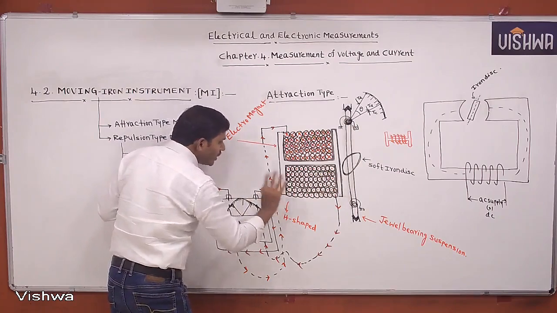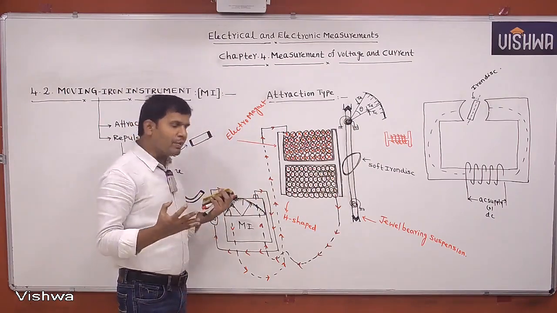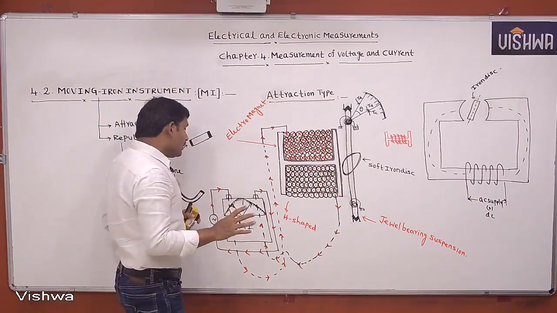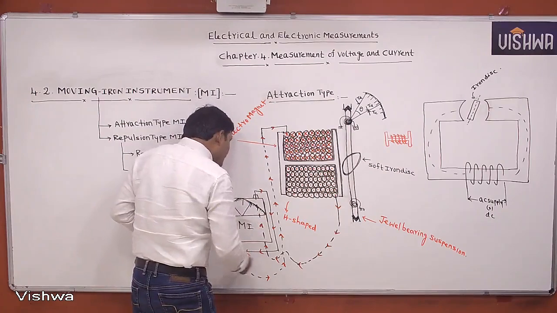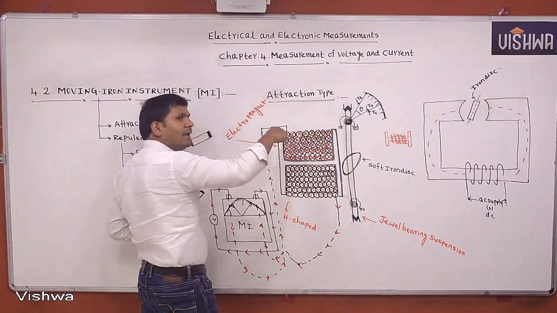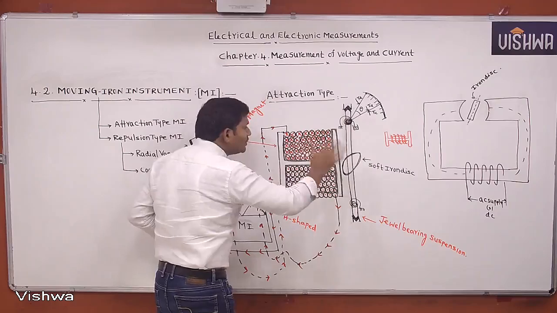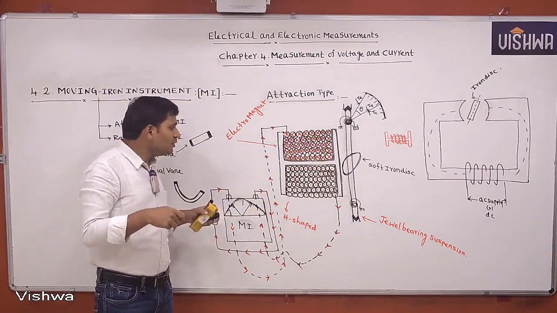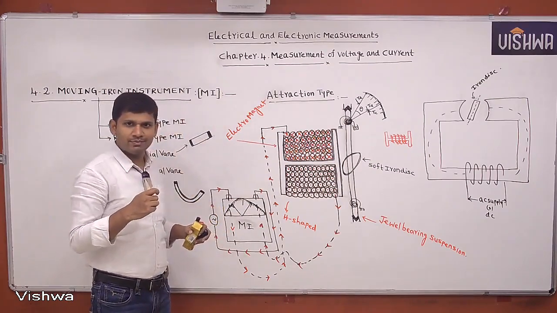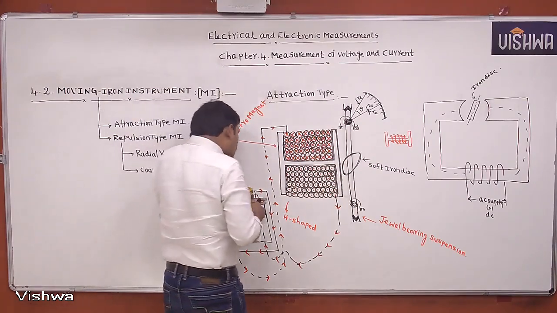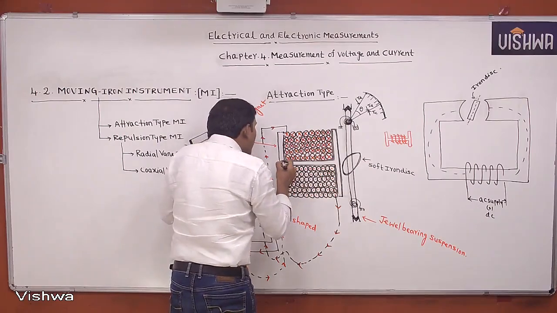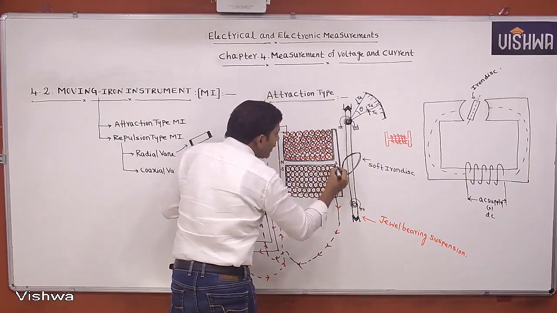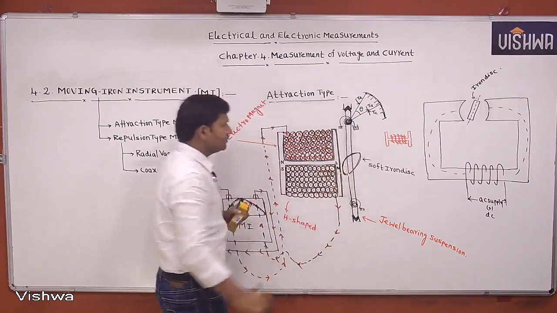Whenever supply is switched on, it may be AC supply or DC supply. We can give the AC supply or we can give the DC supply. This electromagnet will be magnetized. Yes sir, for AC supply also it will be magnetized, and for DC supply also it is magnetized. Electromagnet is magnetized means there is a formation of north pole and south pole, or south pole and north pole, based on the direction of current.